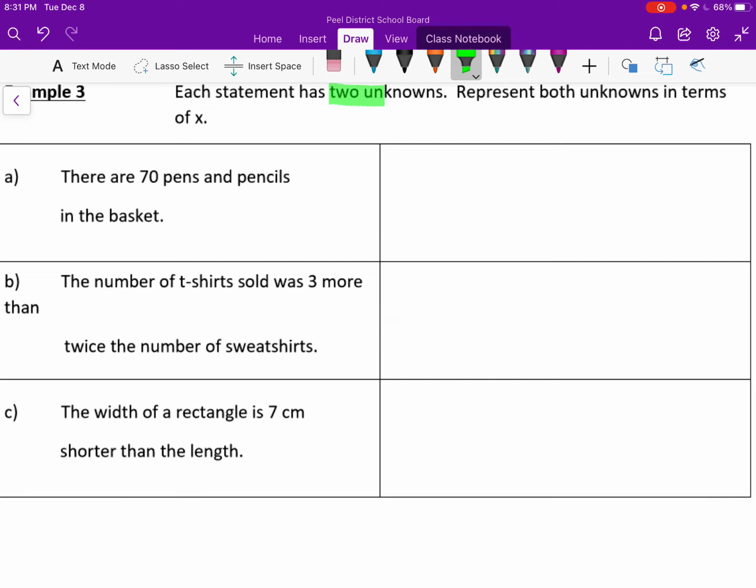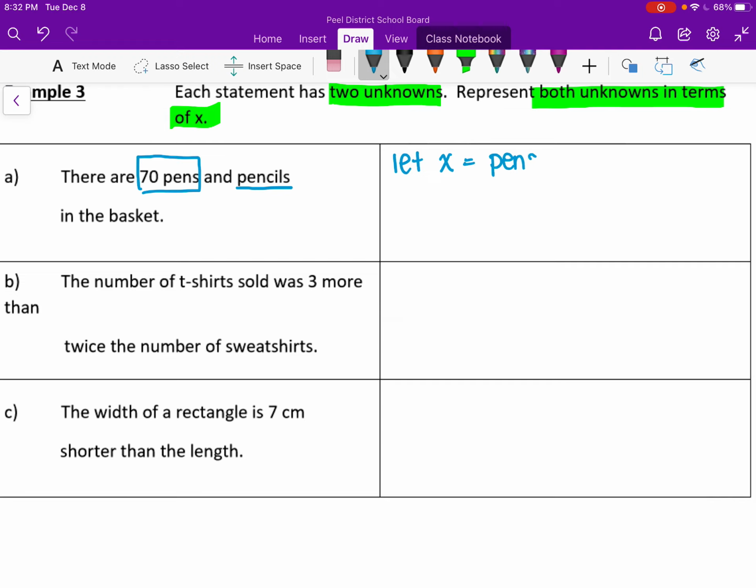So each statement has two unknowns. Represent both unknowns in terms of x. So we already know that x is going to be a part of this equation. So there are 70 pens and pencils in the basket. So this means that I'm going to say let x equal pens, let y equal pencils, right?